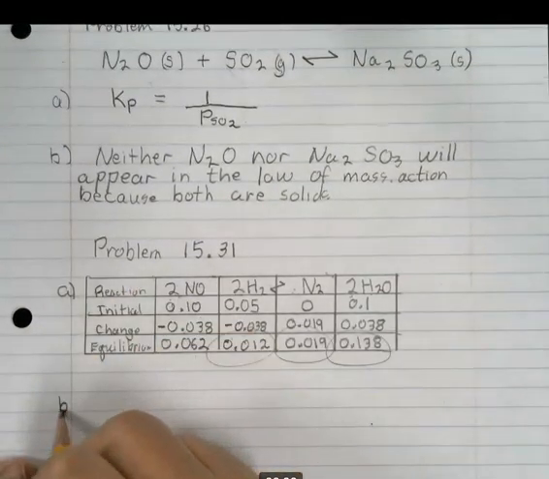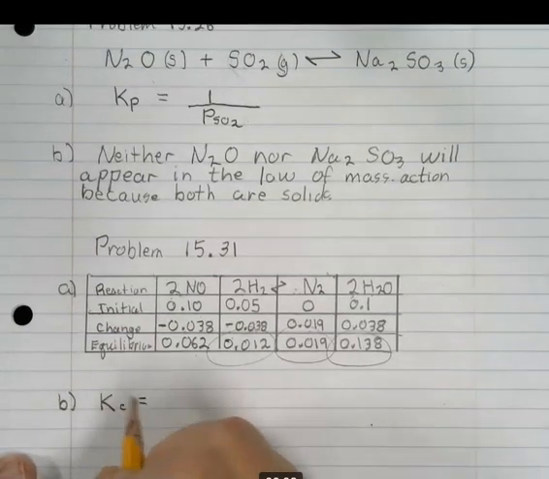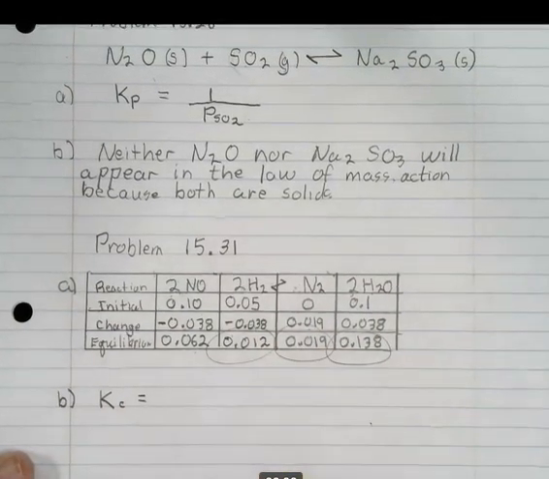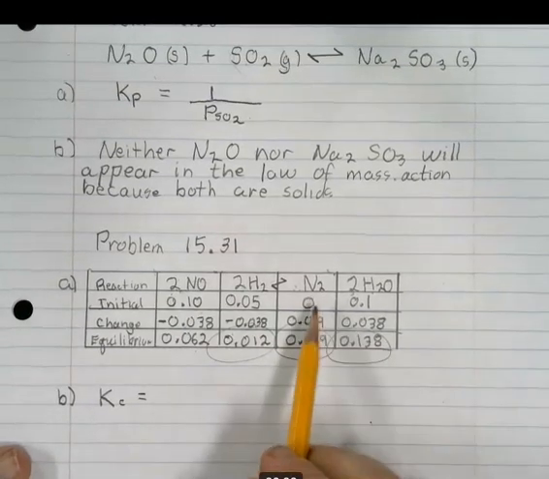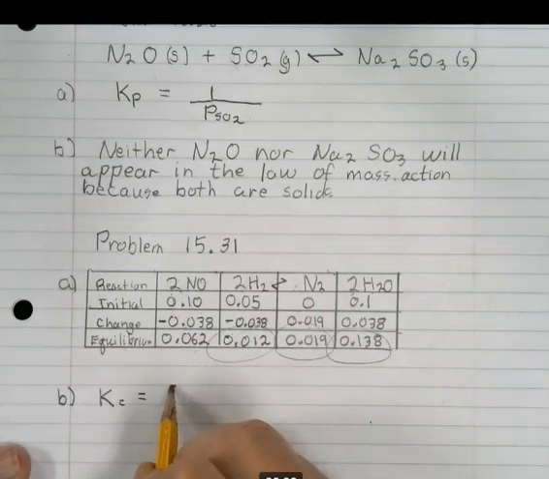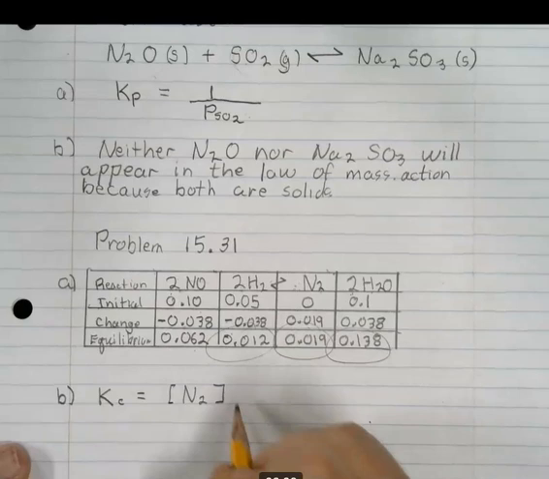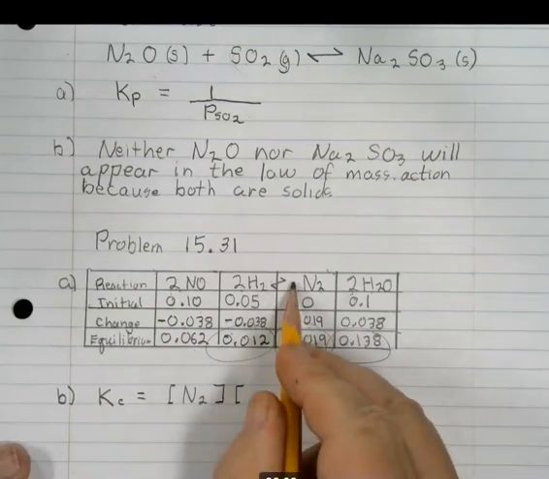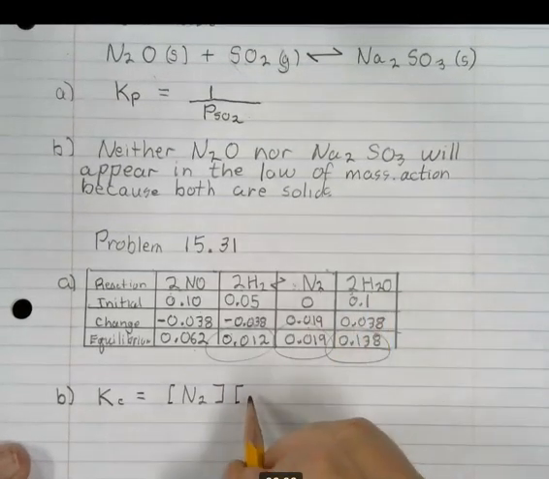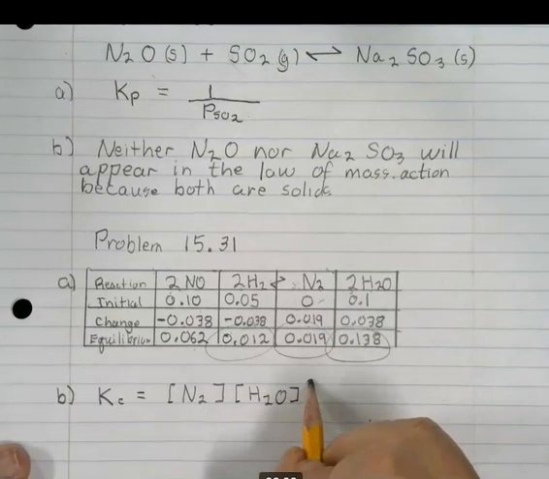Part B is asking you for Kc. So Kc is going to be, let's just write the general law of mass action for this. It's the products over the reactants. And these are molar concentrations. So N2 is one of our products. It has a coefficient of 1, so the exponent is 1. H2O has a coefficient of 2, so the exponent is 2.